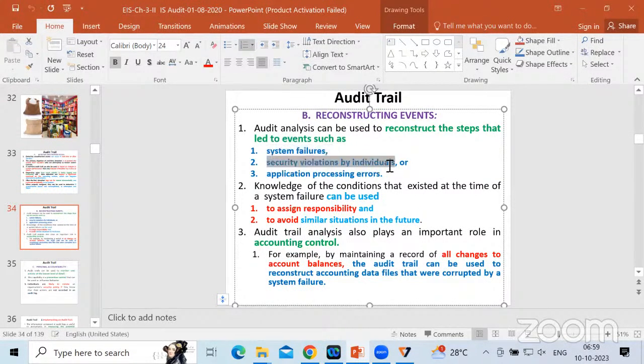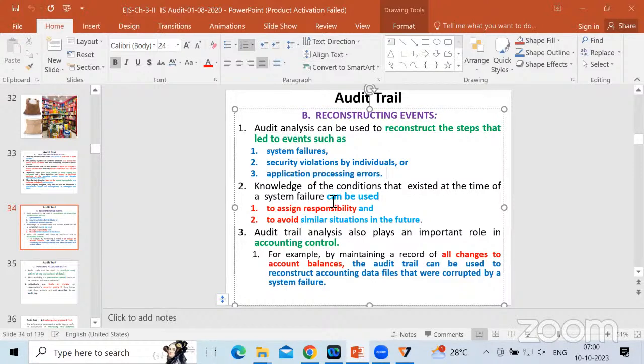So second one is security violations by individuals. What is security violation? Bypassing the security rules, typing the administrator password from the normal computer system. All these things are considered to be violations. It can be recorded and reconstructed. Then application processing errors. While doing the process, sometimes there could be errors. Now, where it was committed, see, for example, you have 5 processes, out of which process the error was committed, we do not know. So how can it be detected? By going through the recorded events. So reconstructing the events related to application processing errors can be carried out by the audit trail.